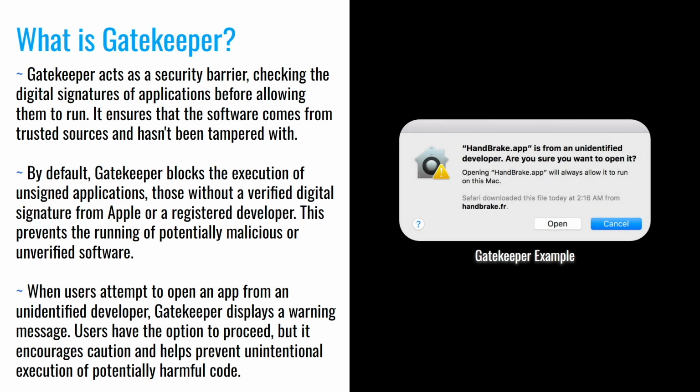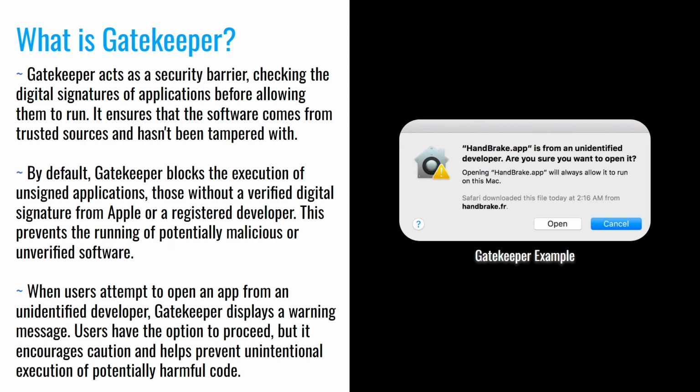What is Gatekeeper? Gatekeeper acts as a security barrier, checking the digital signatures of applications before allowing them to run. It ensures that the software comes from trusted sources and hasn't been tampered with. By default, Gatekeeper blocks the execution of unsigned applications, those without a verified digital signature from Apple or a registered developer. This prevents the running of potentially malicious or unverified software.